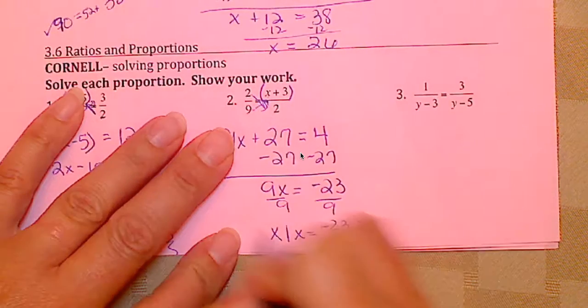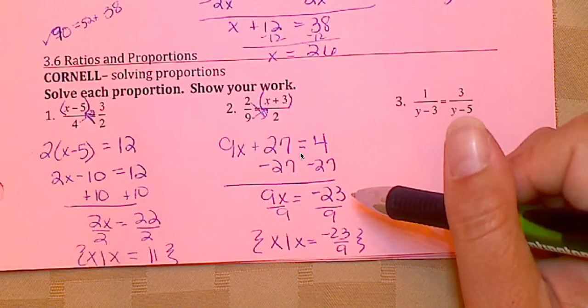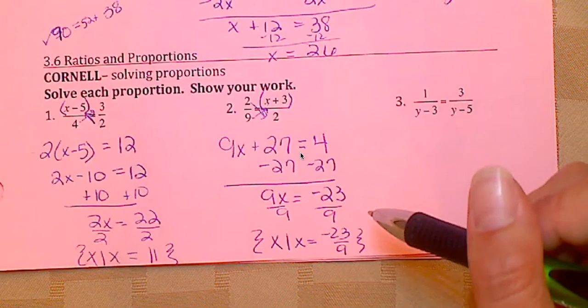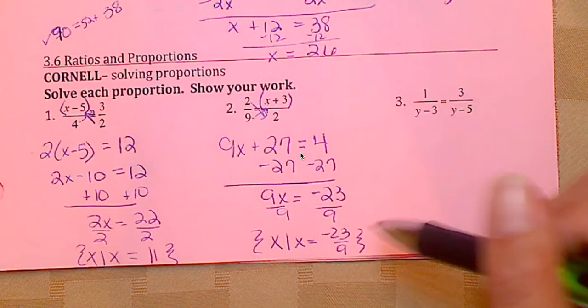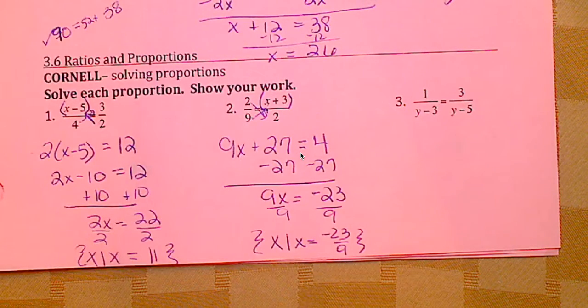Now I can't simplify that at all. They are not divisible by the same number, so I'm just going to leave it like that. I'm not even going to change it to a mixed number. So that is up to you. If you want to change it to a mixed number, you can, but you are not required to.